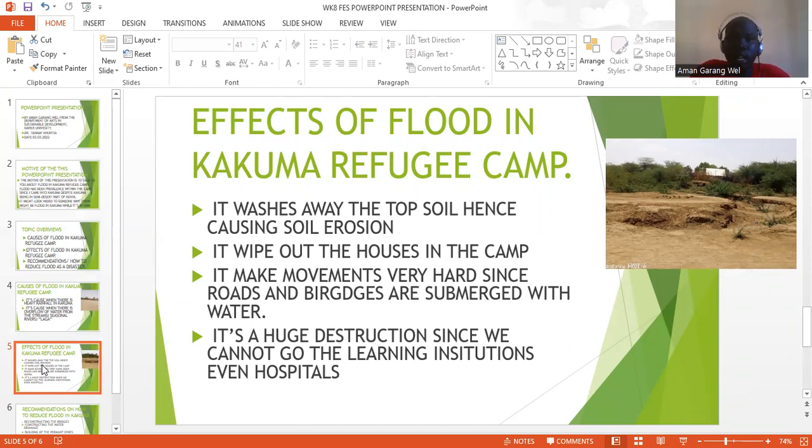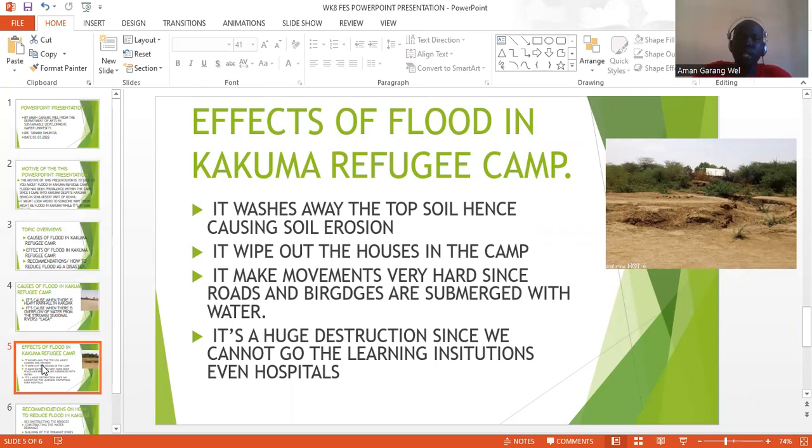Another effect is that it wipes out the houses in the camp. When it is overflowing, as you can see, these houses are at risk. So when the next flood comes, the house you are seeing will no longer be there. It will be wiped out by the flood. So this is how it comes, and it has been moving closely to this community. I'm sure that the people near this house are negatively affected, and will be forced to vacate the land and be relocated. This is a huge blow to the community.